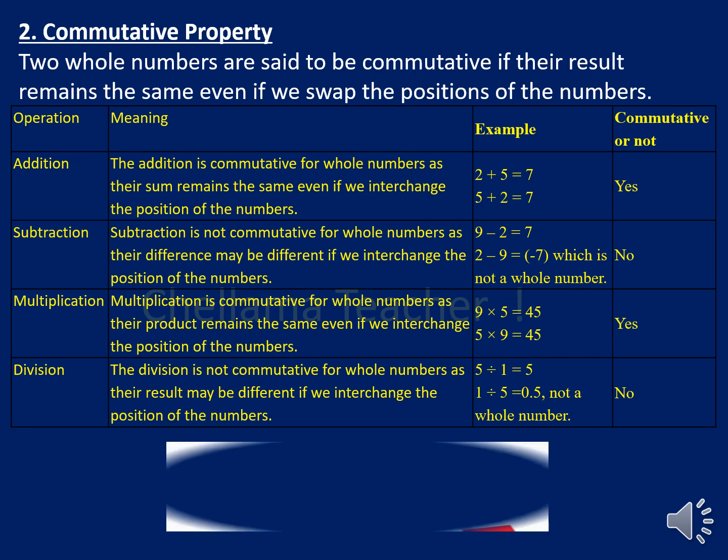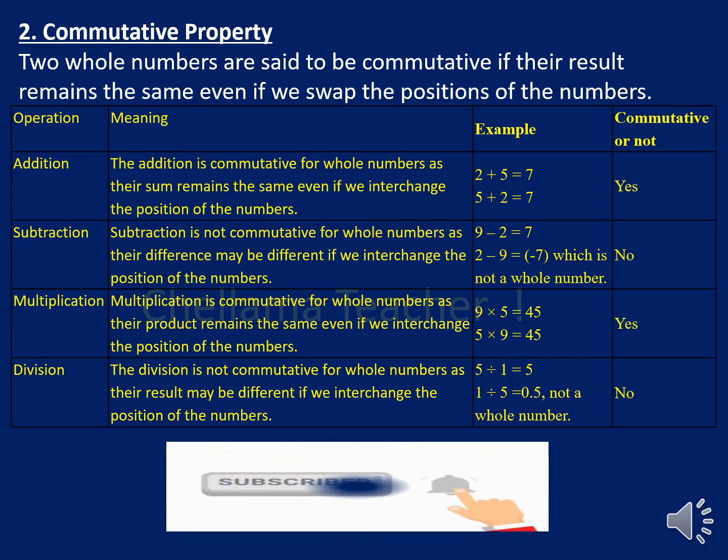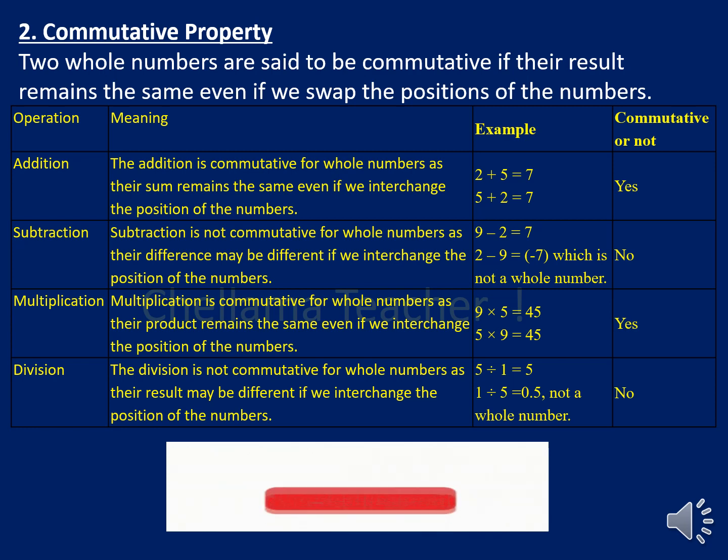First, addition. The addition is commutative for whole numbers as their sum remains the same even if we interchange the position of the numbers. For example, 2 plus 5 is equal to 7. 5 plus 2 is also 7. So, the addition is commutative for whole numbers.